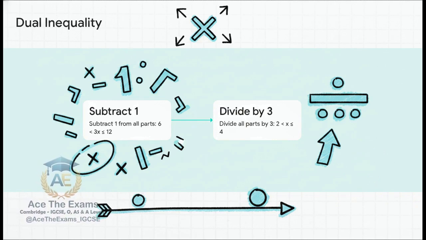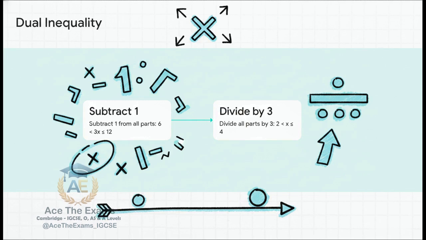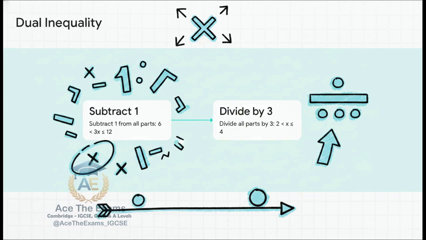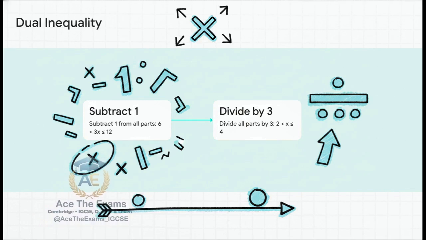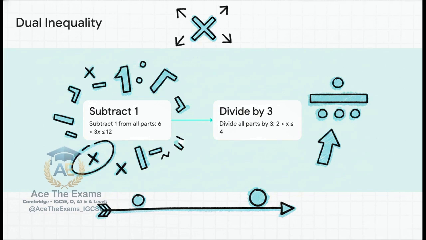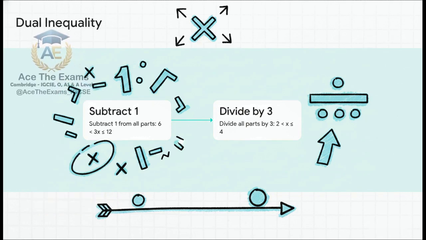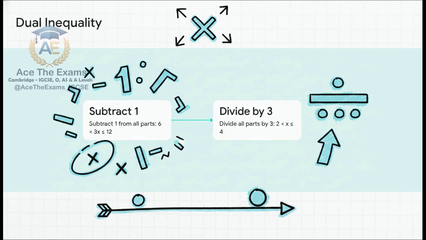So 7 minus 1 is 6, 13 minus 1 is 12. We are left with 6 is less than 3x, which is less than or equal to 12. Next, we divide everything by a positive 3. And since it's a positive number, what do we know? Our inequality signs stay exactly where they are. 6 divided by 3 is 2, 12 divided by 3 is 4. Our final, incredibly elegant solution is 2 is less than x, which is less than or equal to 4. If you had to draw this on a number line, this is an open, empty circle at 2, drawing a line over to a solid, filled-in circle at 4.